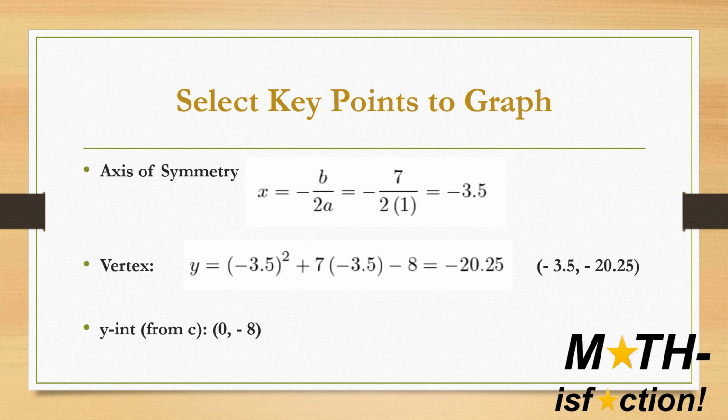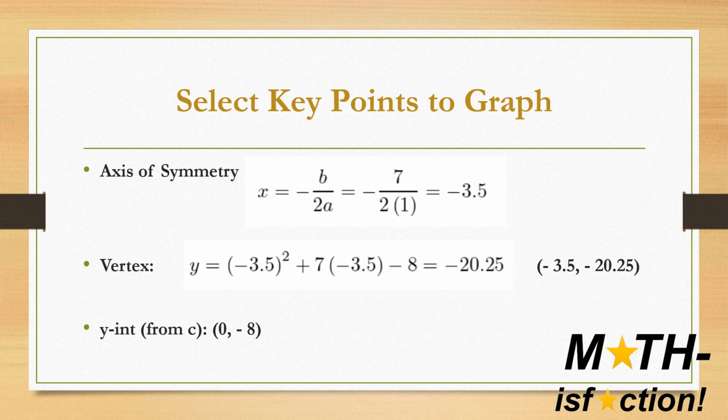The vertex is located on the axis of symmetry. Using x equals negative 3.5 in the equation, we get y equals negative 20.25. So the vertex is located at negative 3.5, comma, negative 20.25.